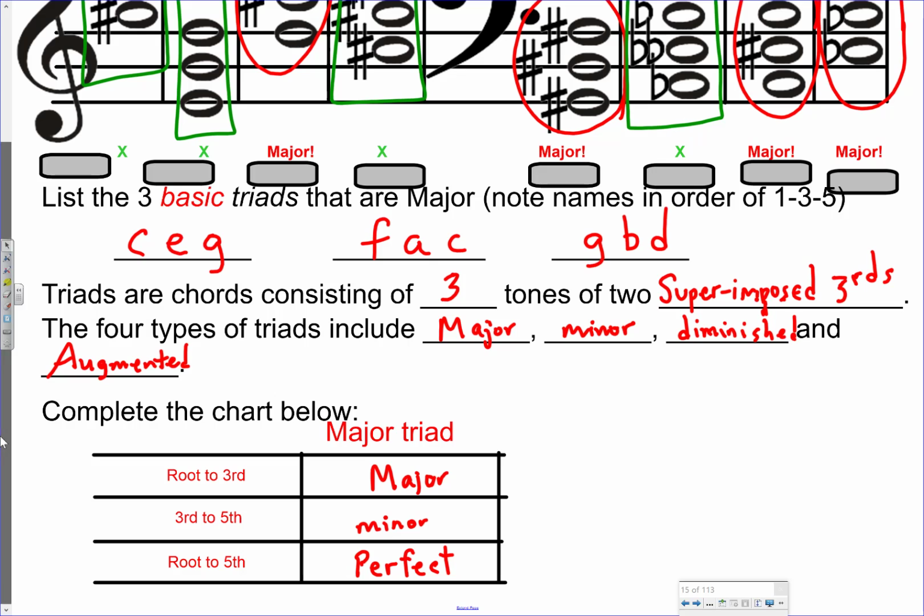From root to third, our major triad consists of a major third. From third to fifth, our major triad consists of a minor third. From root to fifth, our major triad consists of a perfect fifth.